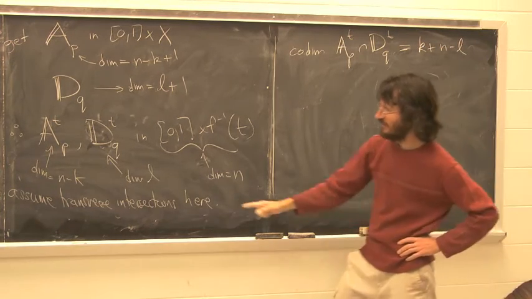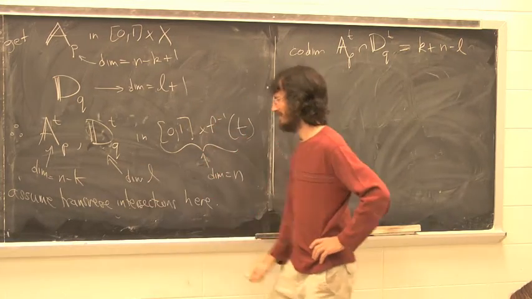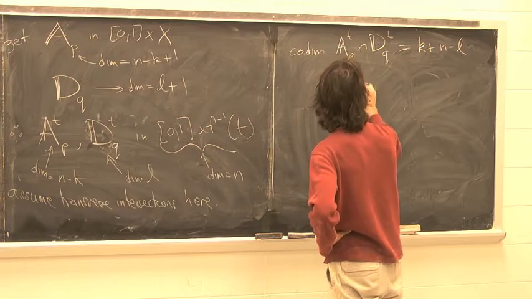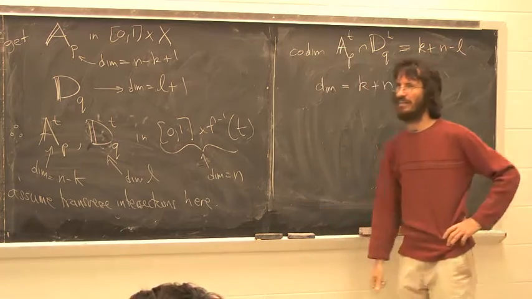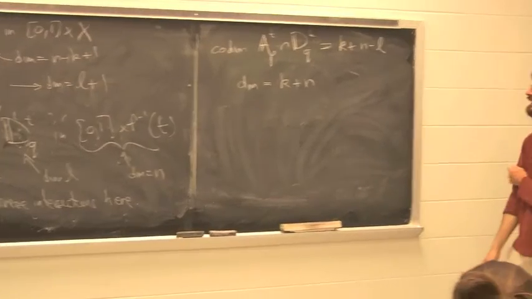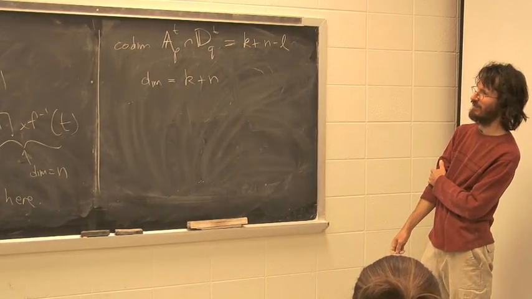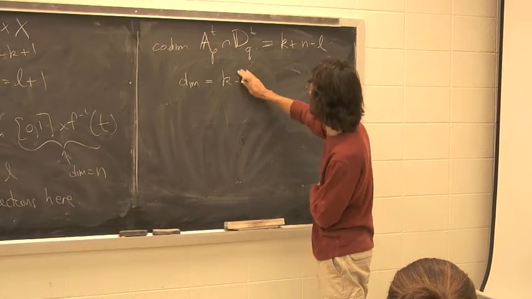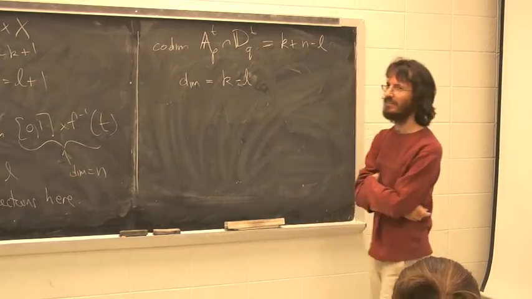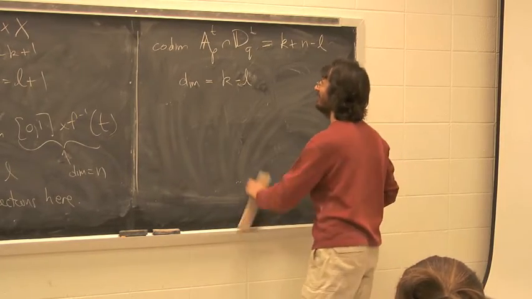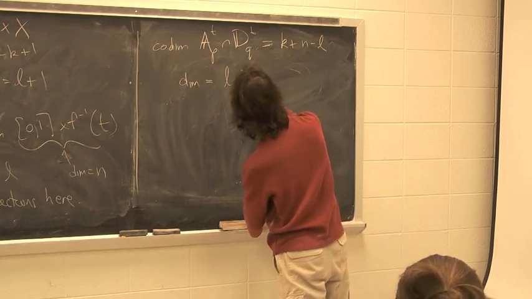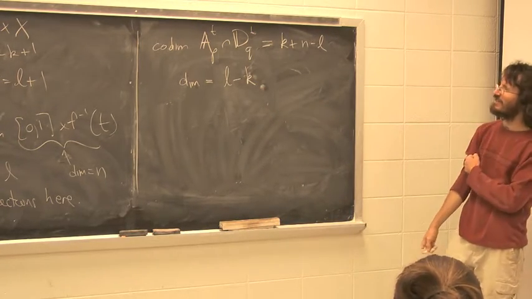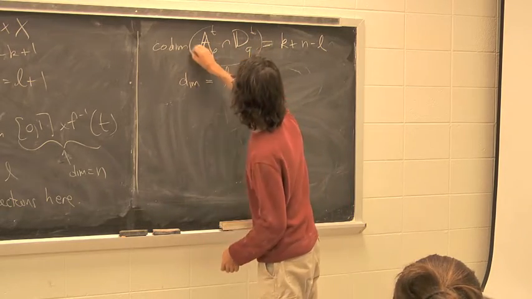Right? Because the codimension of this is k, the codimension of this is n minus l, and therefore the dimension is just equal to k plus n now. Right? And so the point is that there's a minus sign somewhere. It should be a minus l, so it's k minus l. I'm taking n minus that. It's l minus k. Okay, so now that's the dimension of this intersection.